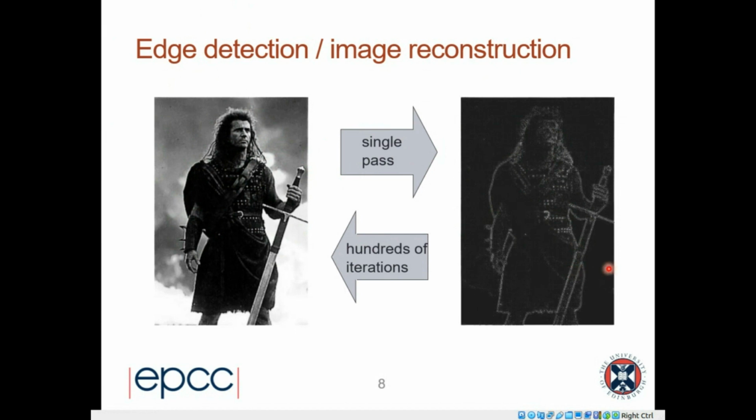parallelizing that. However, it turns out that if I give you the edges, you can reconstruct the image. It's not obvious, but you can. And that requires hundreds of iterations. It's a slightly fake thing to do in this context, but it's quite fun. I give you the edges, and you have to reconstruct the image. And that takes hundreds of iterations, and that is worth parallelizing. Okay, so that's why I do it.